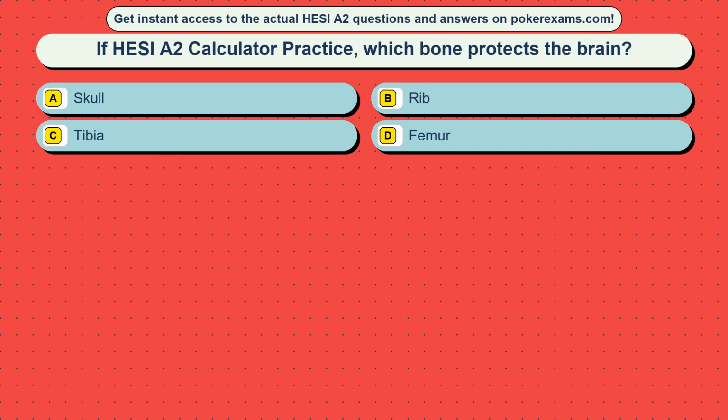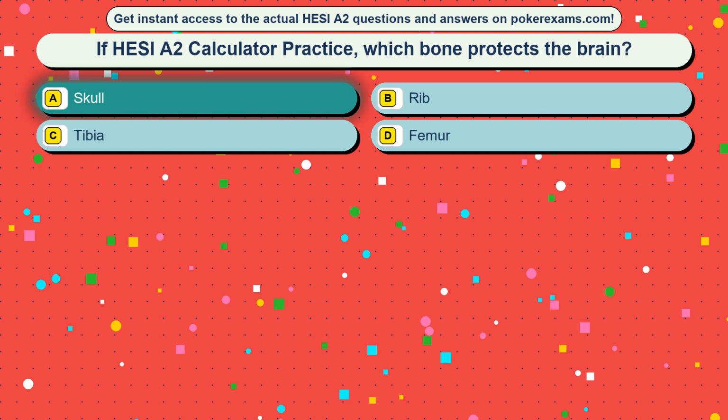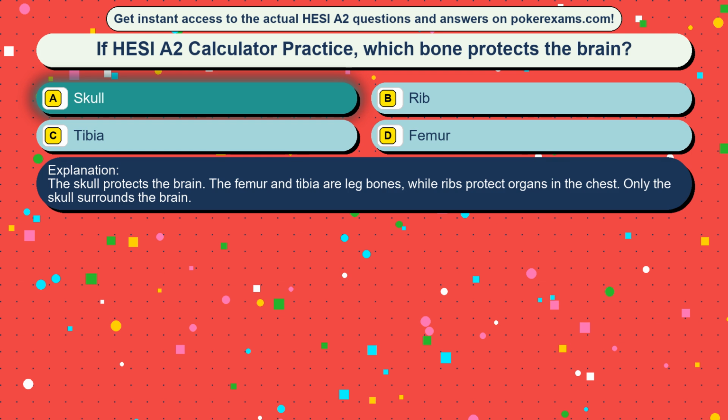Question 50. If HESI A2 Calculator Practice, which bone protects the brain? Option A, skull. Option B, rib. Option C, tibia. Option D, femur. The correct answer is option A, skull. The skull protects the brain. The femur and tibia are leg bones, while ribs protect organs in the chest. Only the skull surrounds the brain.